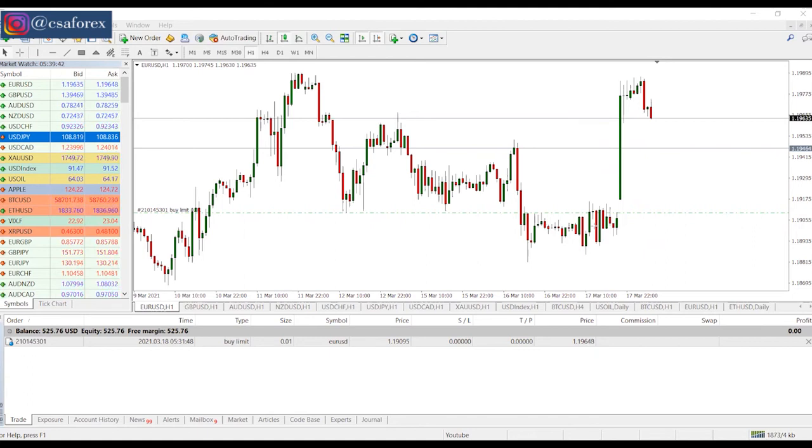Now, even apart from losses, you could even have profit that you could make. You could even make more profit. Let me give you a quick example.